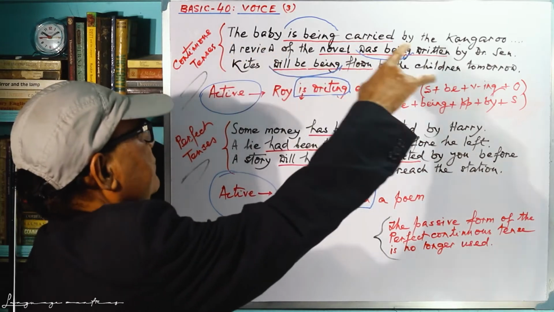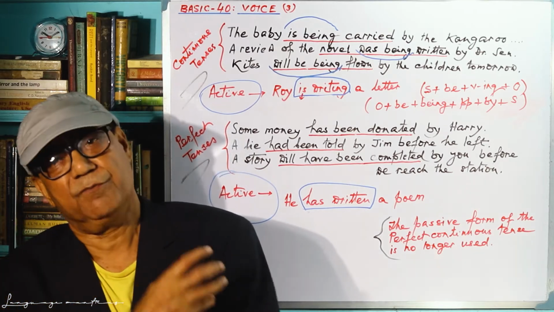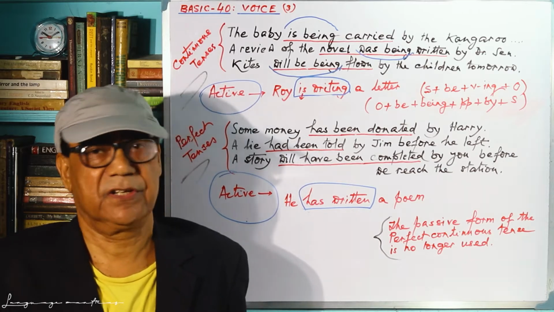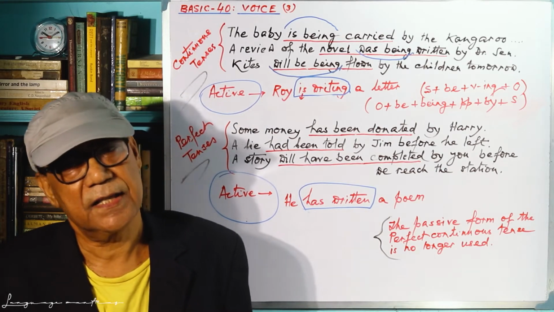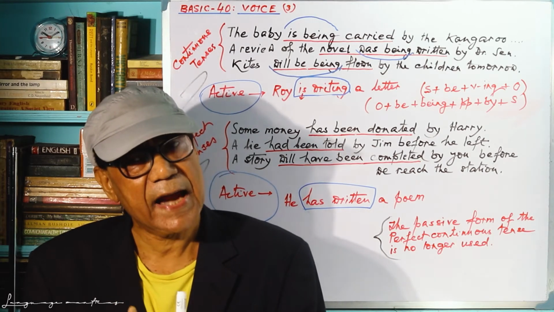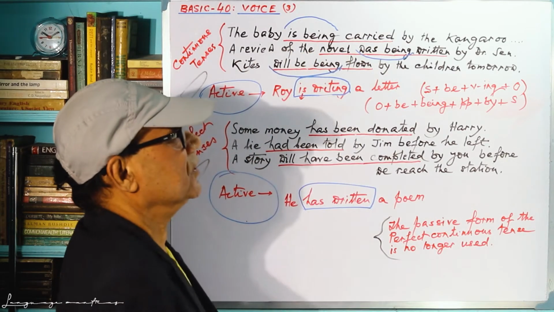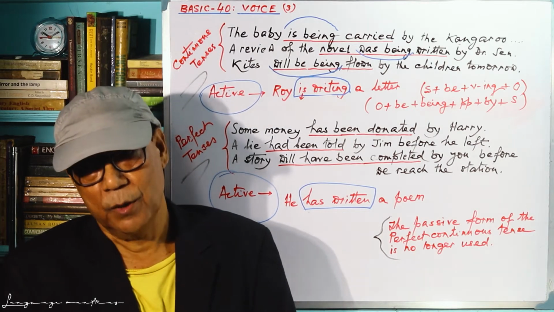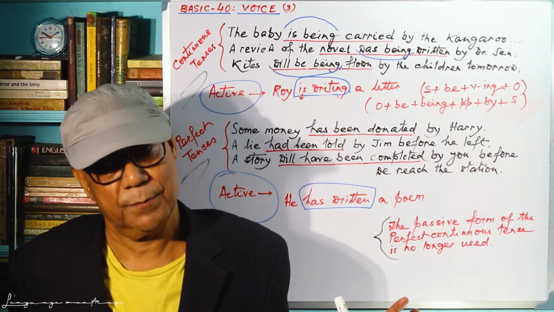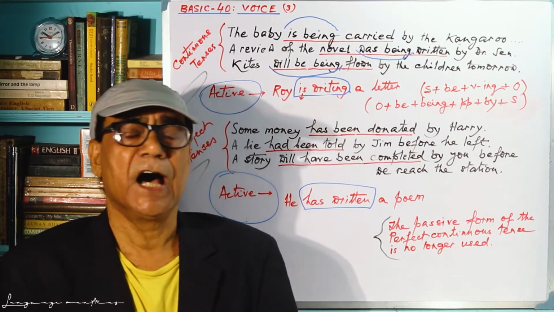See the first sentence here. The baby is being carried by the kangaroo. This is the passive format. The baby is being carried by the kangaroo in her pouch. Okay? So what will be the active format? The baby is being carried by the kangaroo. Now it will be the kangaroo is carrying the baby in her pouch. So simple. The kangaroo is carrying the baby in her pouch.